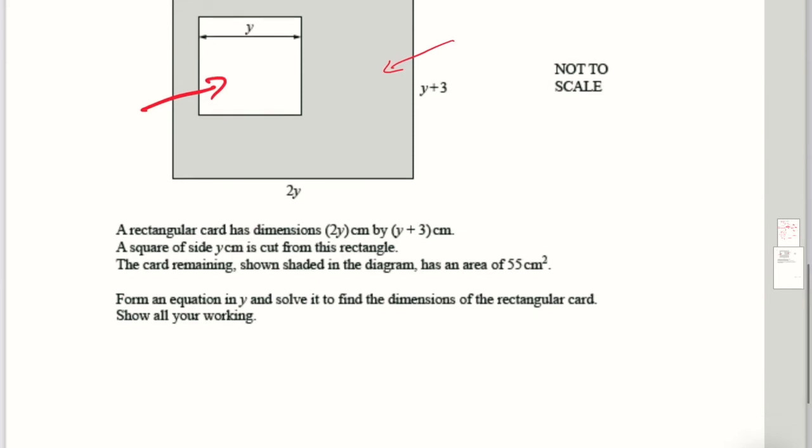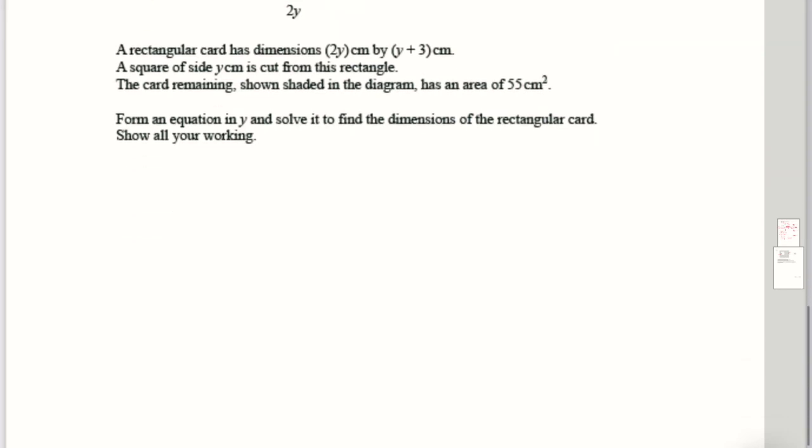A rectangular card has dimensions 2y centimeters by y plus 3 centimeters. A square of side y centimeters is cut from this rectangle. The card remaining shown in the diagram has an area of 55 centimeters squared. That's the shaded area. Form an equation in y and solve it to find the dimensions of the rectangular card. Show all your working. The first step, in order to find the shaded area which is given to us, is that you need to form an equation.